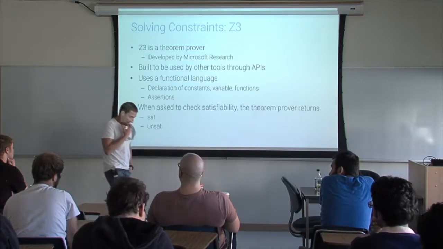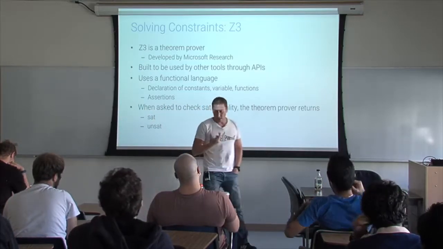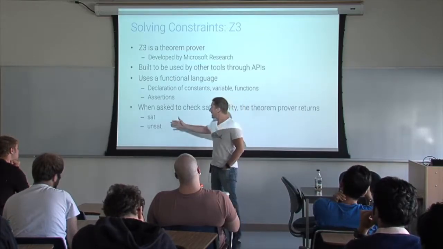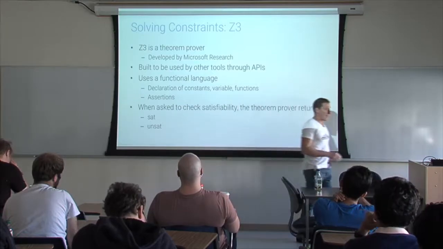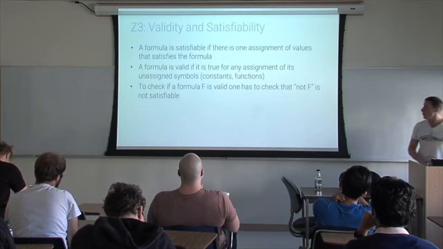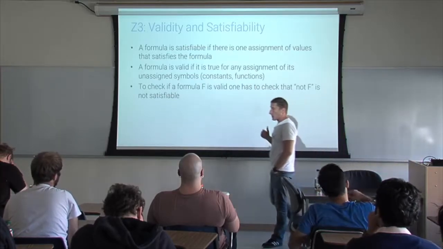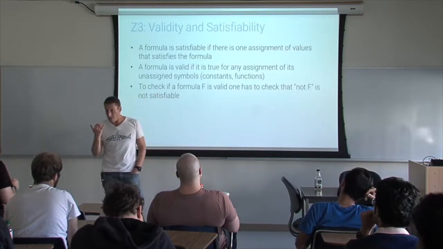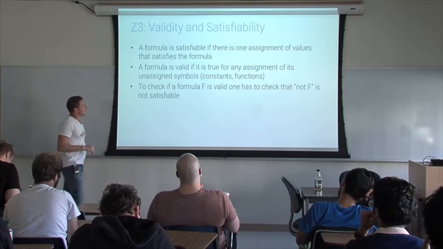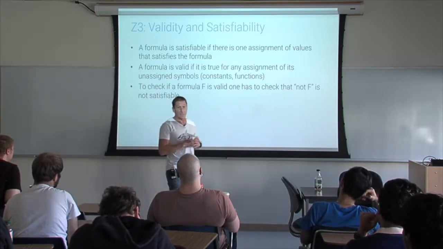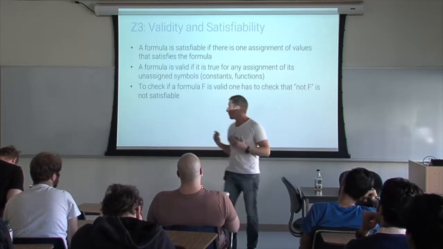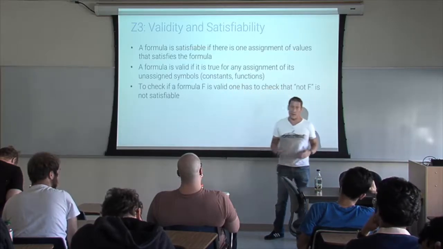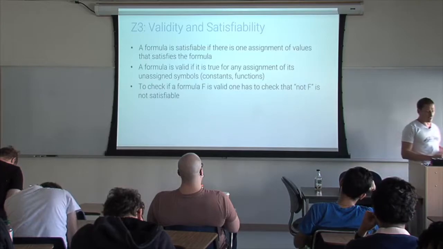The basic idea in this case is to add a bunch of constraints, and then you say, OK, tell me, is there a value that satisfies this? Is this satisfiable or unsatisfiable? Of course, something is satisfiable if there is a value assigned to the variables that are not constants that makes that particular formula true. And, of course, a formula is valid if it's always satisfiable for any value of the unassigned symbols. And you can check if a formula is valid by checking if its negation is not satisfiable.